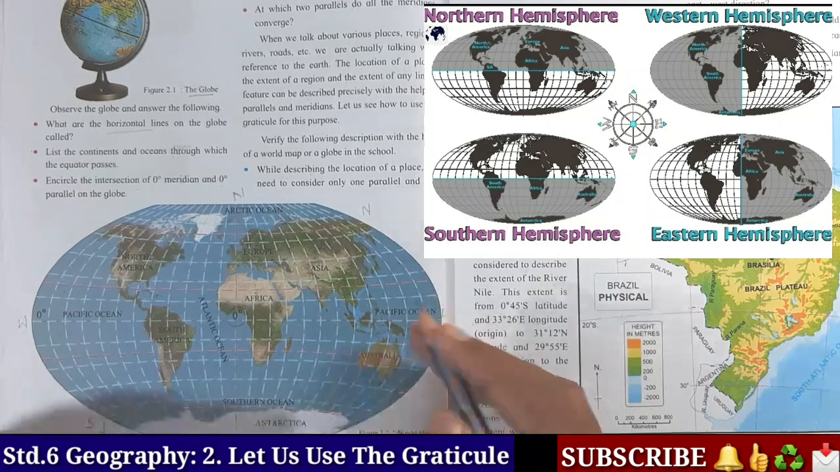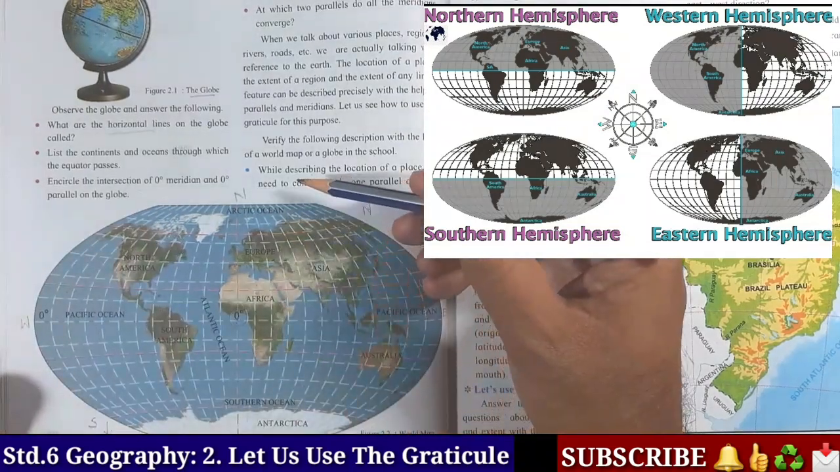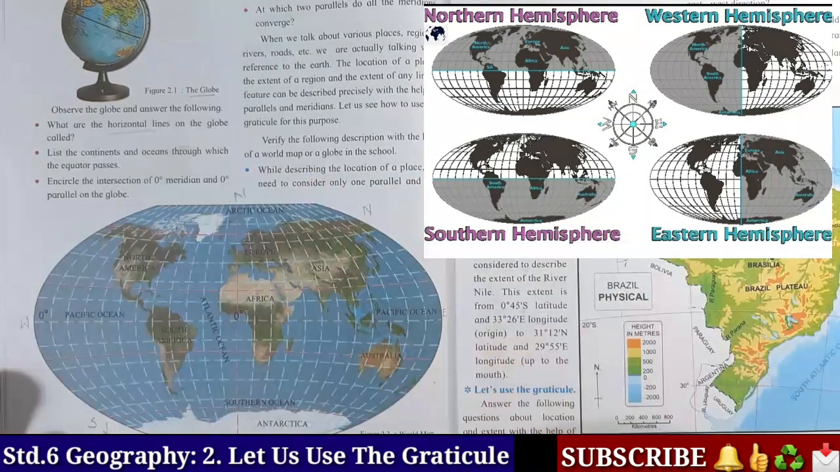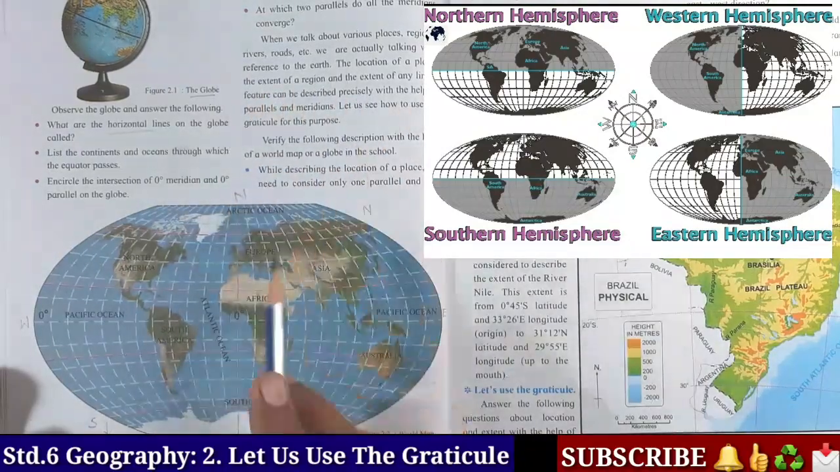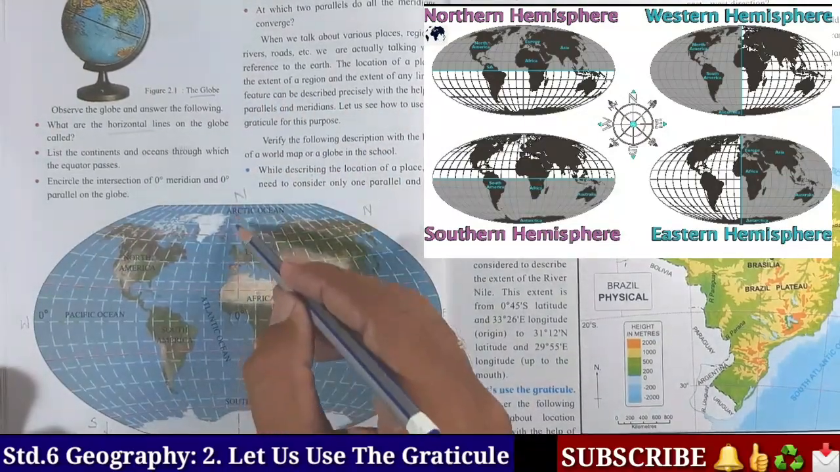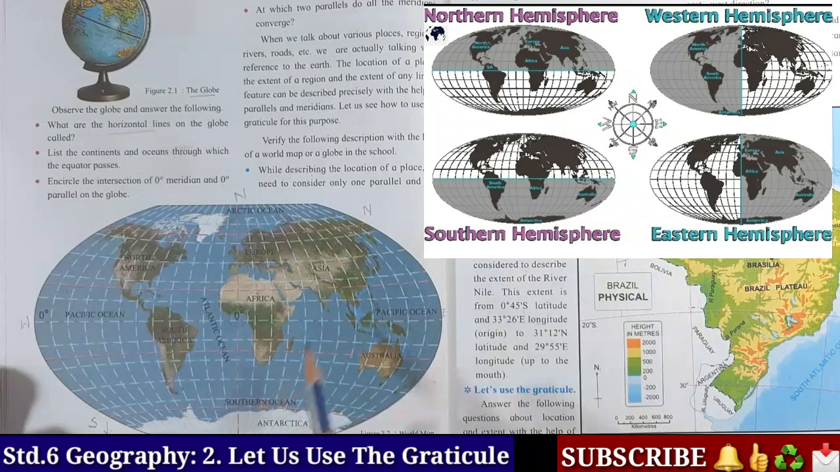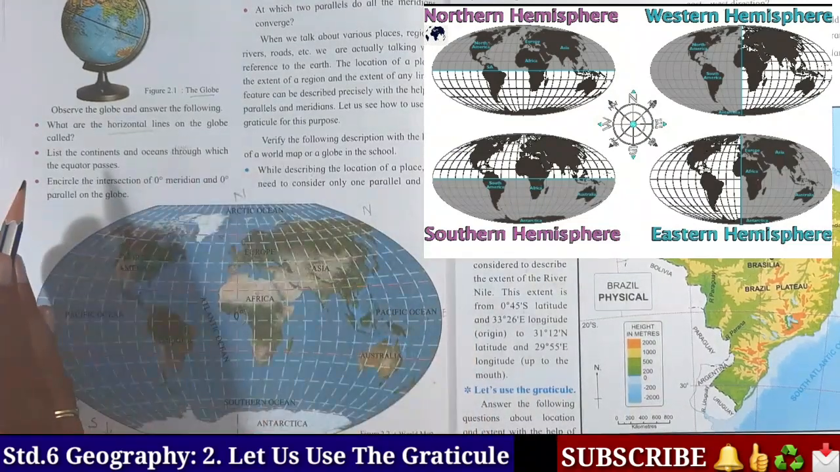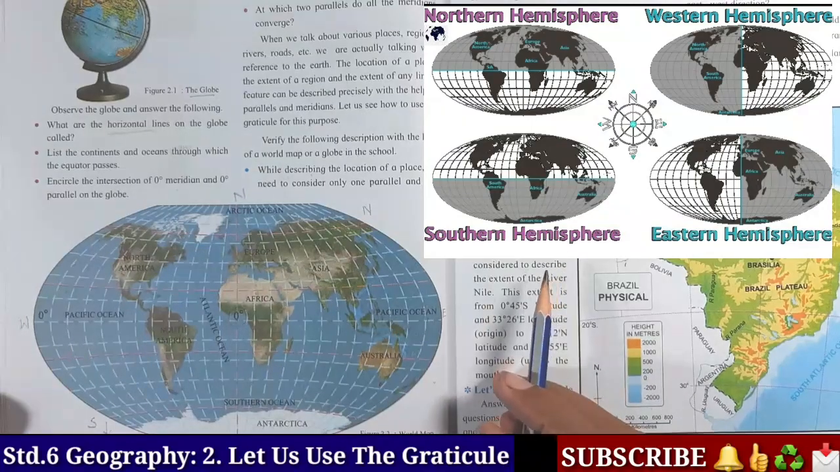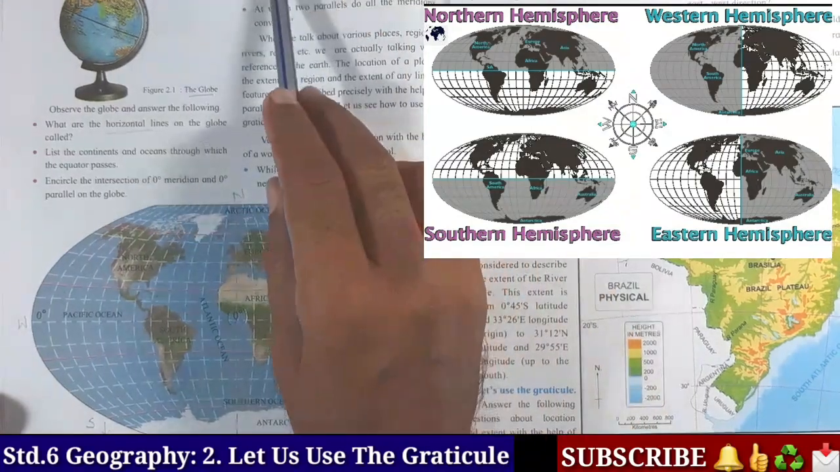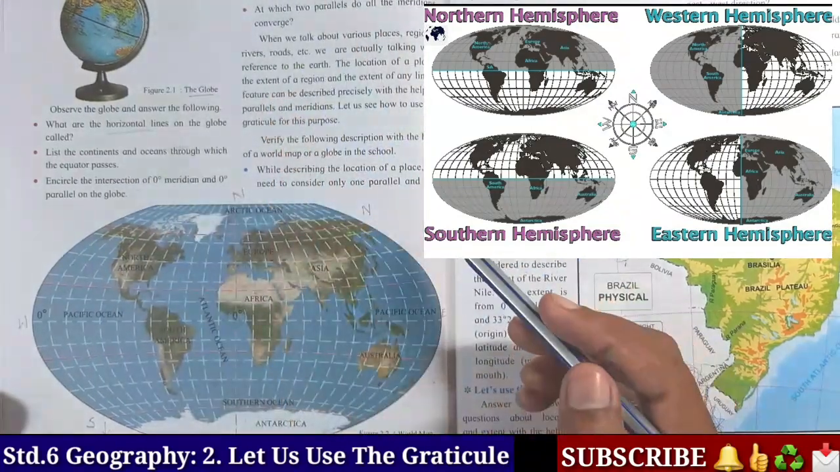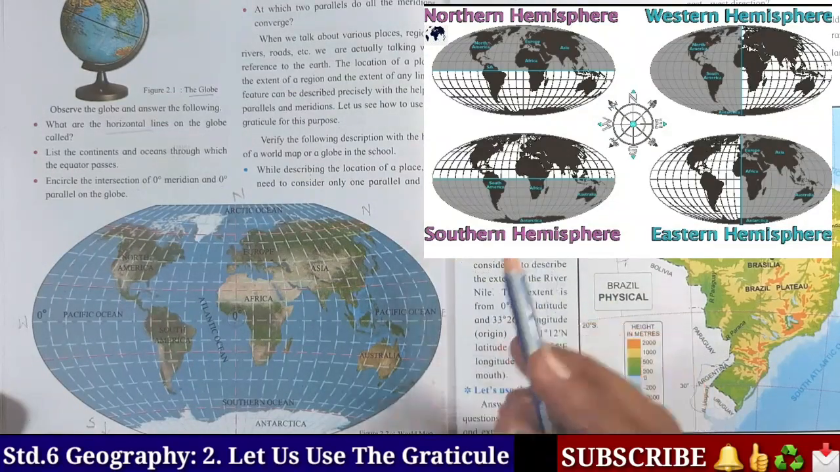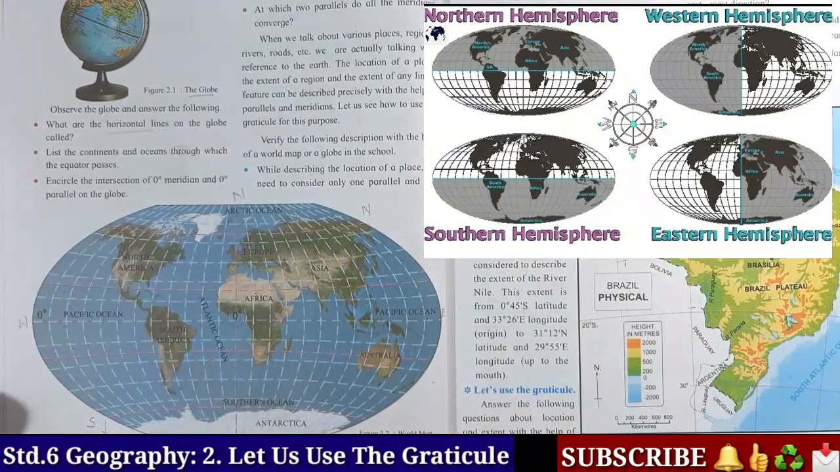Okay, student, so this part is the northern hemisphere, this part is the southern hemisphere, and from this intersection line, this part is the eastern hemisphere and this part is the western hemisphere. So what do we have to find out? Which oceans are spread in all the 4 hemispheres. Okay, oceans we have to find out.